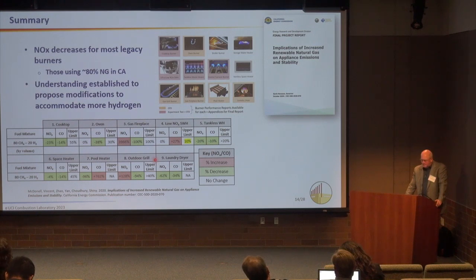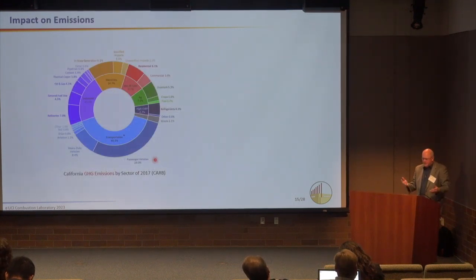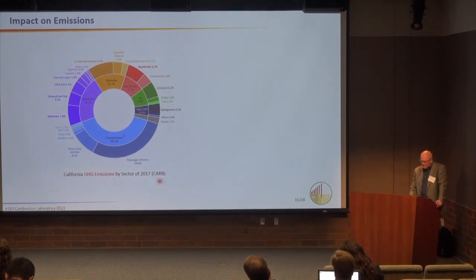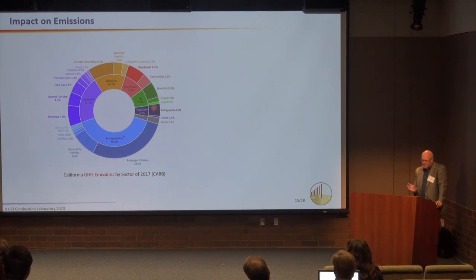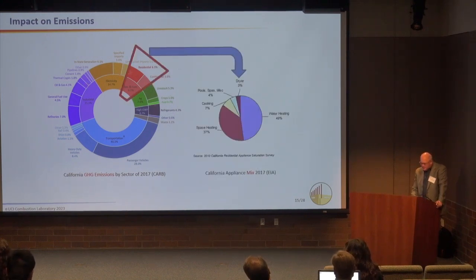Okay, so how do we put all this together in terms of air quality, for example? This is California's 2017 greenhouse gas emissions from all different sectors. The study that we looked at is only looking at this little piece of the pie here, right? Not a whole lot.